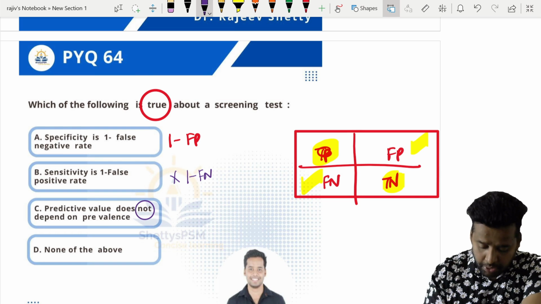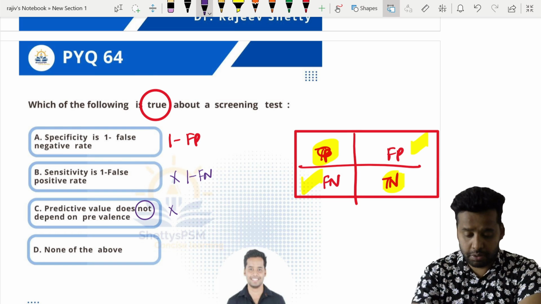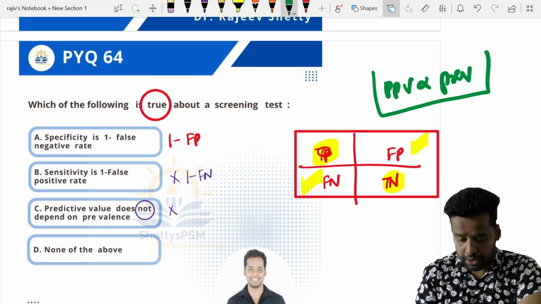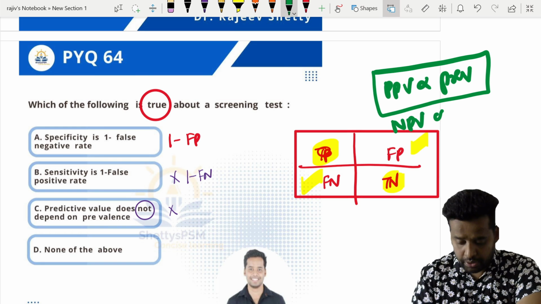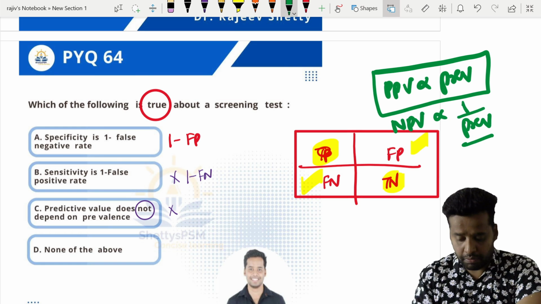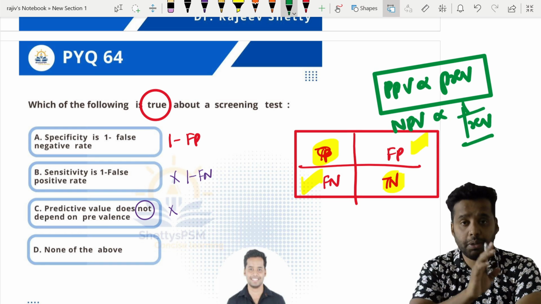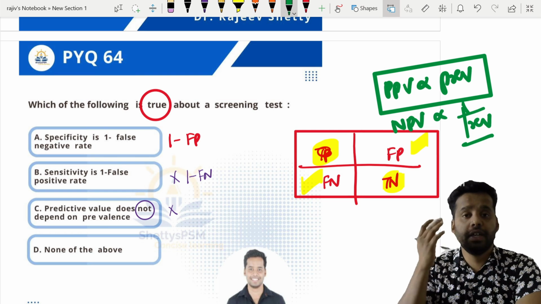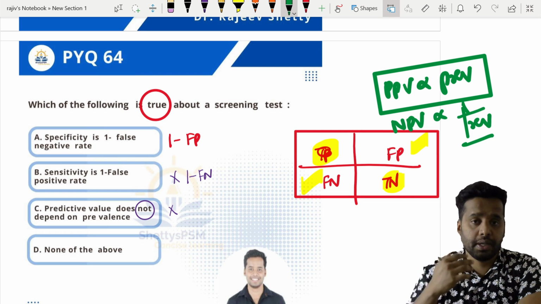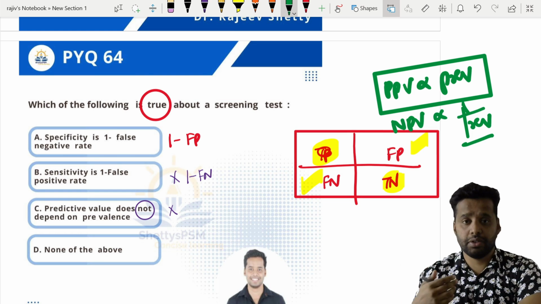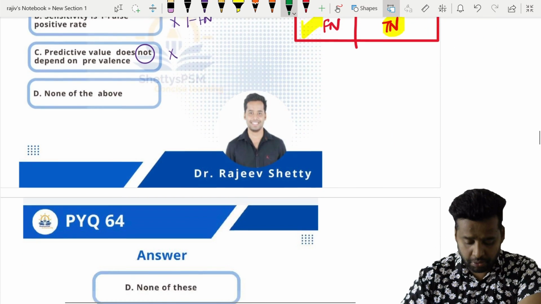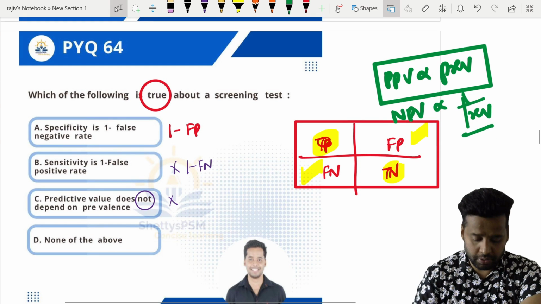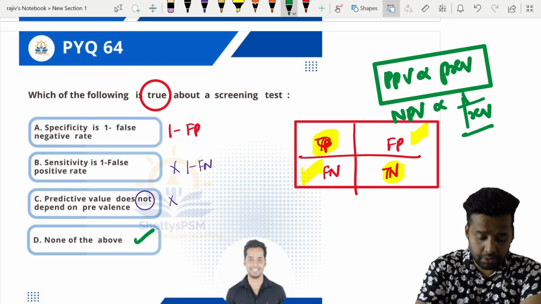Predictive value does not depend on prevalence. No, it depends on prevalence. Positive predictive value is always directly proportional to prevalence. Negative predictive value is inversely proportional to prevalence. Keep these two equations in mind. PPV is directly proportional to prevalence. Higher prevalence, high risk population, if the test results are positive, more chance of having disease and less chance of ruling out. That is why HIV testing in a prostitute, if it is positive, chance of having disease is more. So all the statements are false. This question is very, very important. So question number 64.